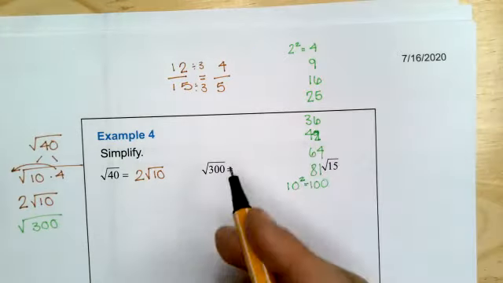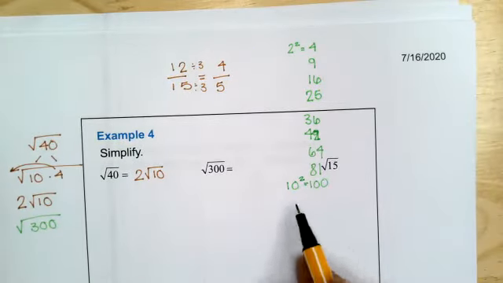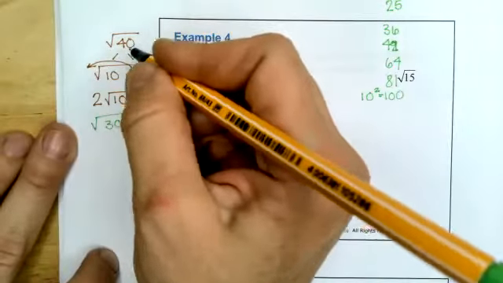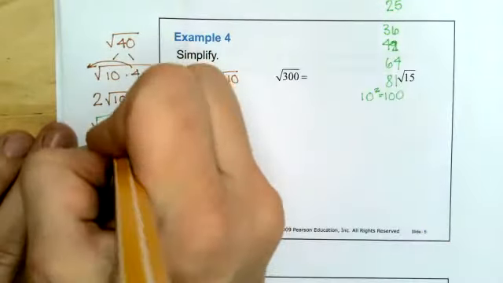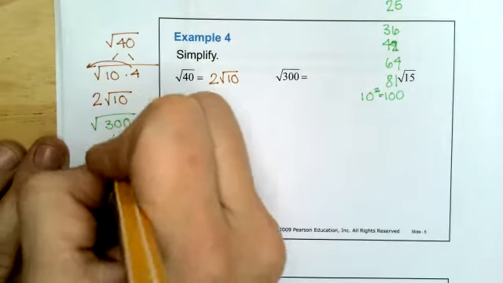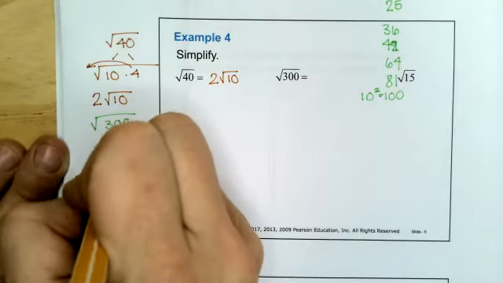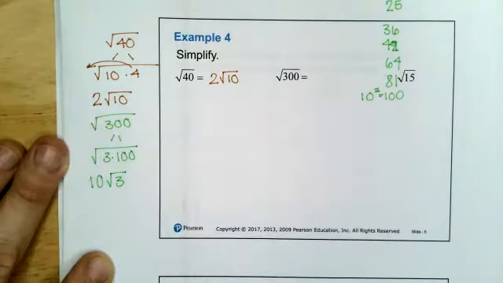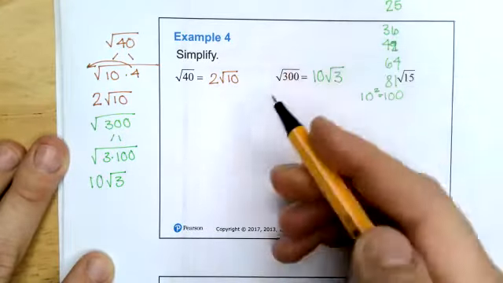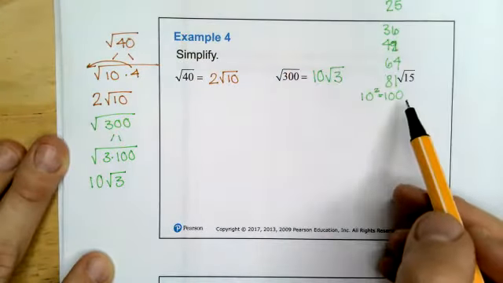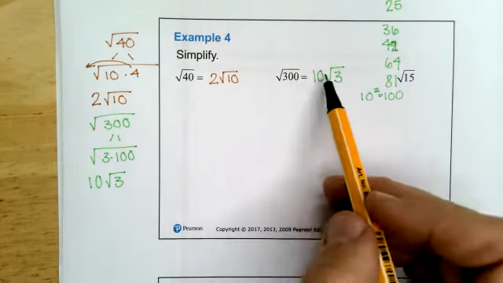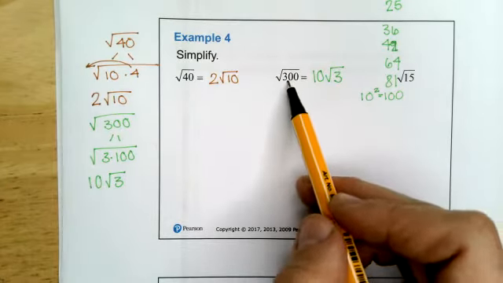100 is 10 squared. So if I look at 300 and I know that 10 squared is 100, I can change 300 just like I immediately went 40 is 10 times 4. 300 is 3 times 100. The square root of 100 is just 10. So it's 10 square root 3. Because I took 300, divided it by a perfect square, got 10, and there was a 3 left over. When I took 300 and divided by 100, I got 3.